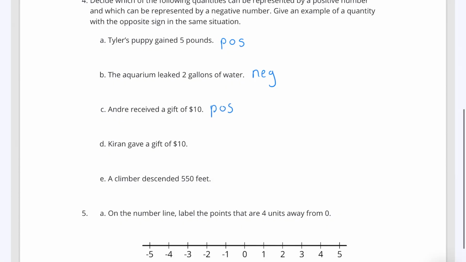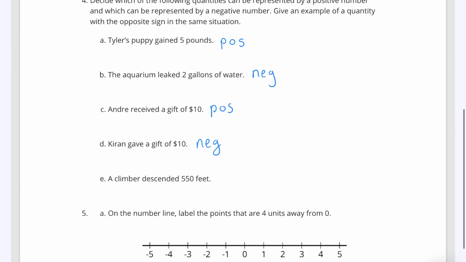Andre received a gift of $10. Well, he's receiving it, so that's a positive number. And the opposite of that would be Andre giving away $10 instead of receiving it as a gift. Kieran gave a gift of $10. Well, the opposite of him giving a gift would be him receiving a gift. And then him giving away money would be money going out, so that's a negative. Could be represented with a negative.